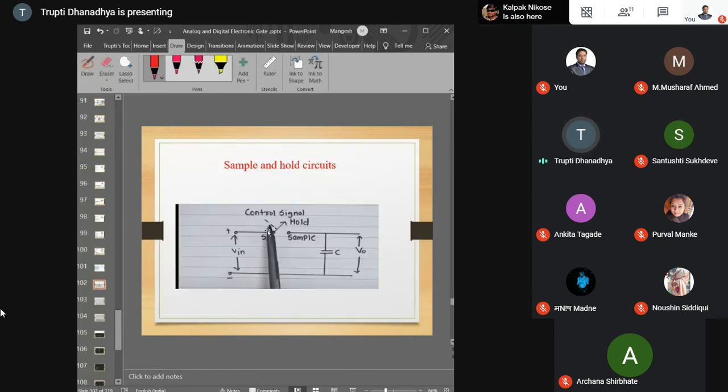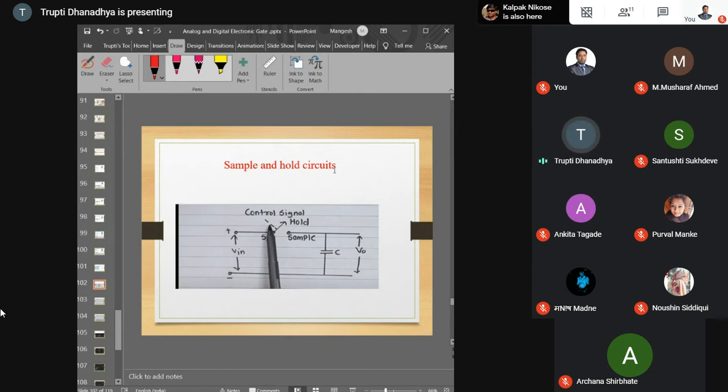Okay, then here is, of course, the sample and hold circuit. Your syllabus also has this topic. Of course, we require a sample and hold circuit because, according to our requirement, we can sample the switches. But for that requirement, we require some control signals to sample or hold.